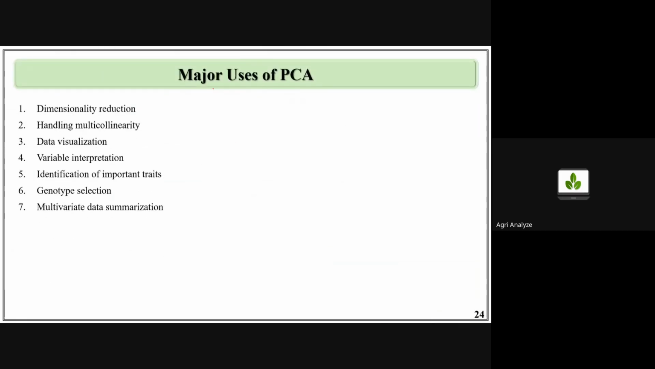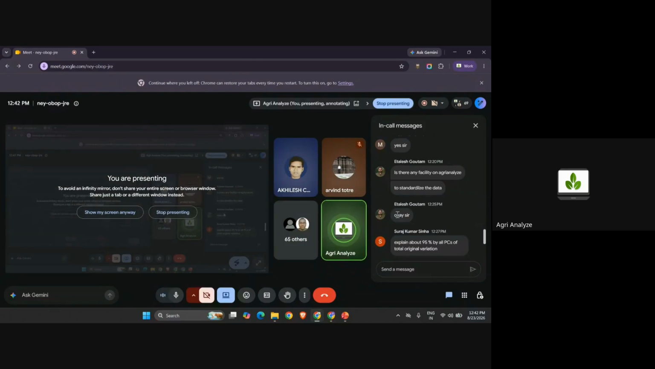Now, major uses of PCA. Before we go to the uses, if anyone has a question, please tell me.